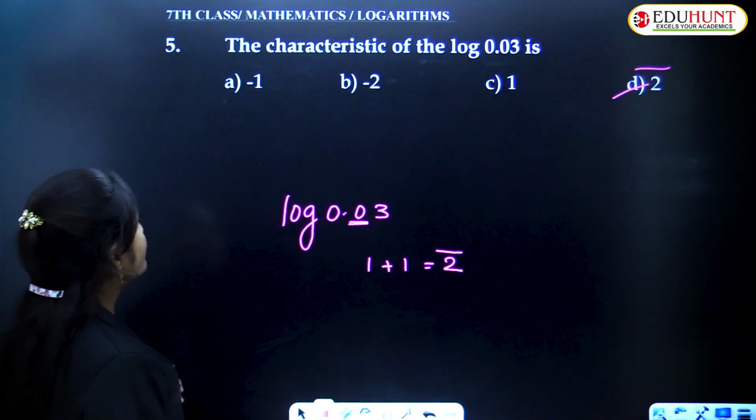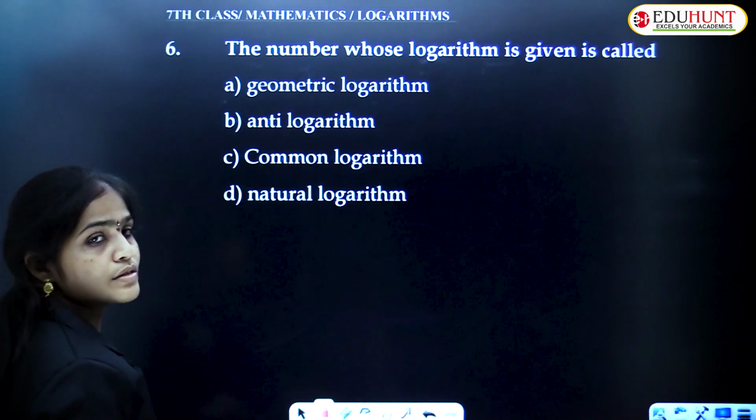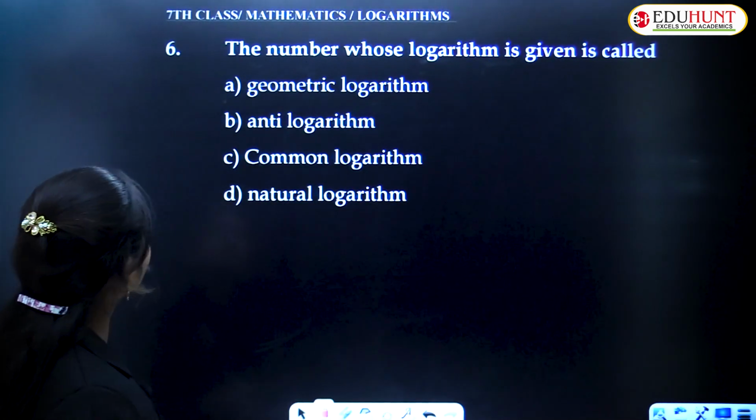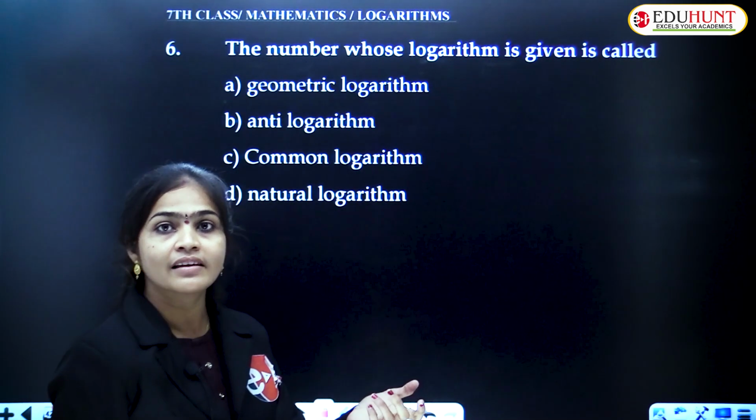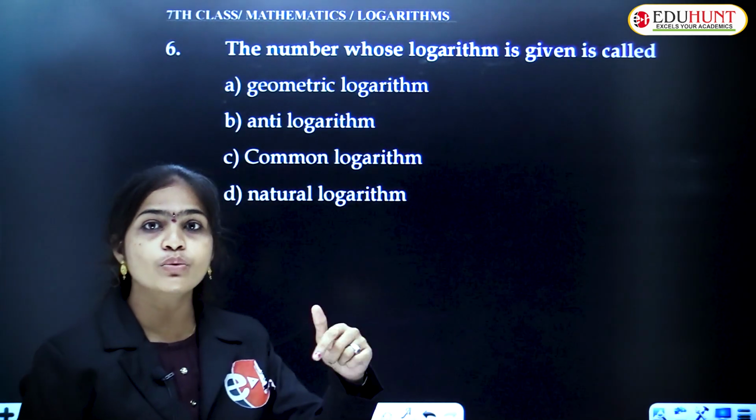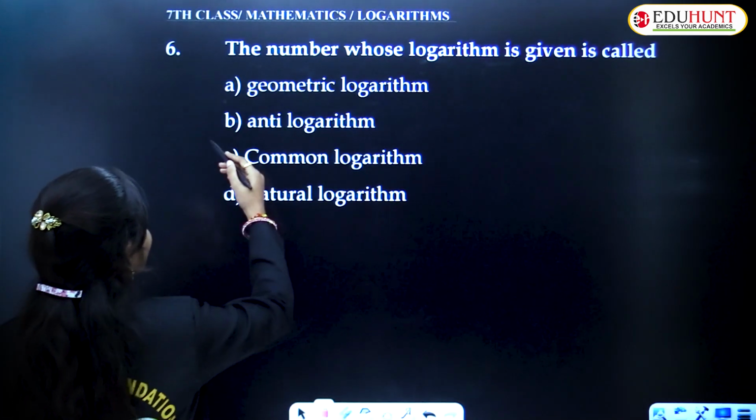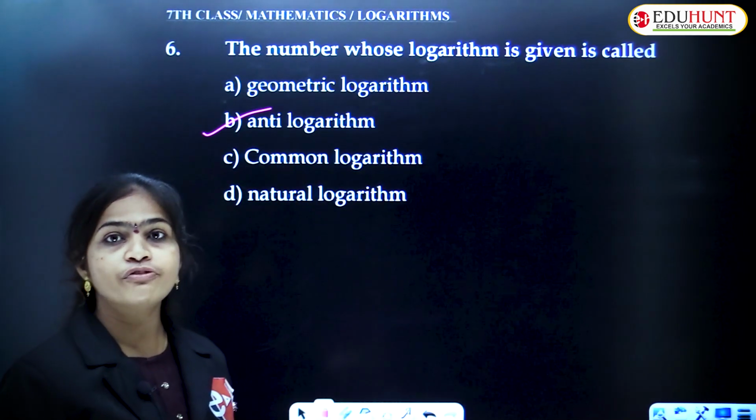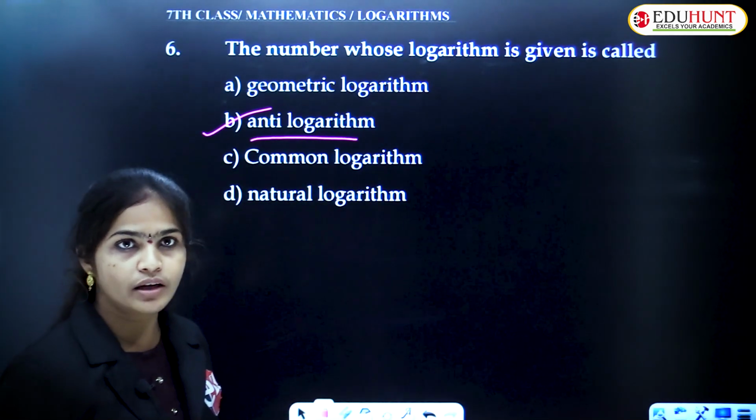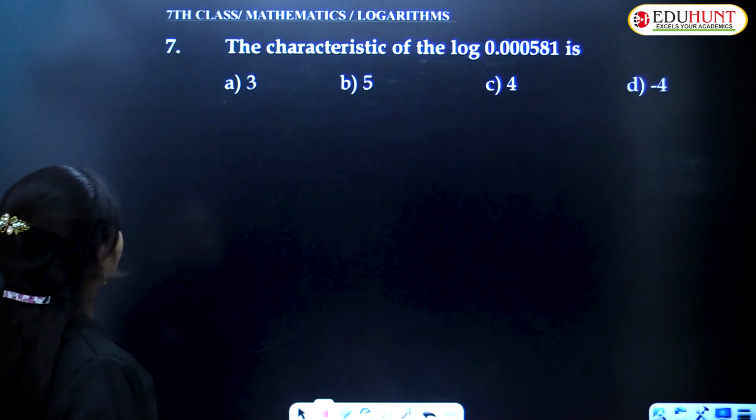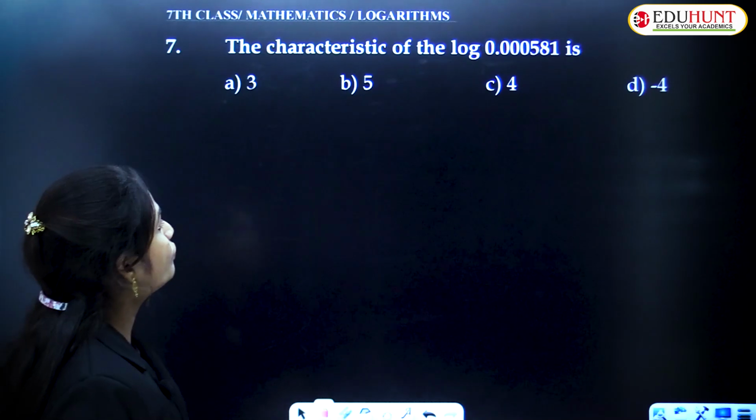Okay children, see the next question. So children, see the next 6th question. The number whose logarithm is given, meaning the logarithmic value they have given. So what will we call that value? Anti-logarithm, or the logarithm of antecedent. So what will we call that? Anti-logarithm.